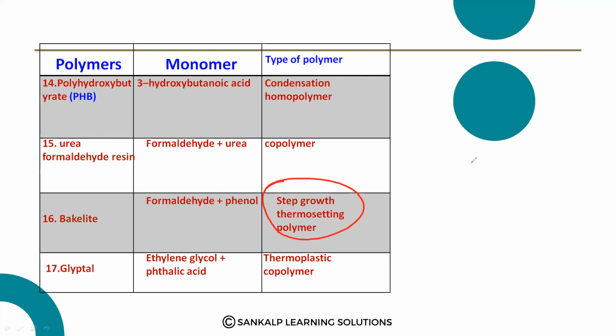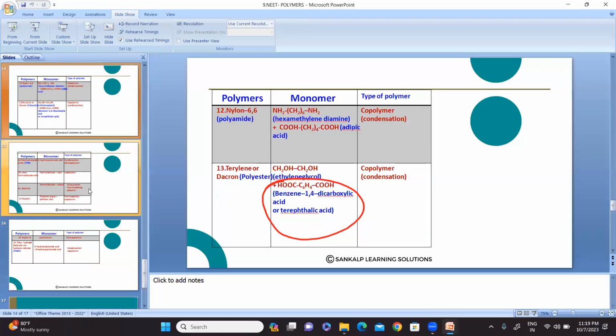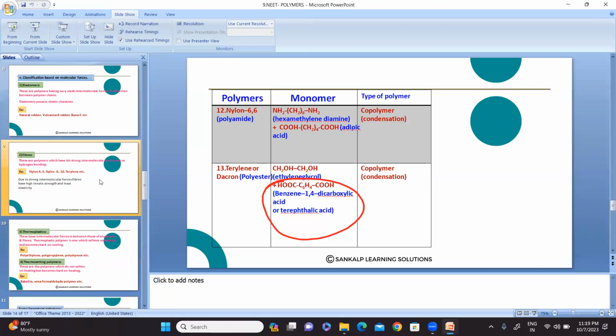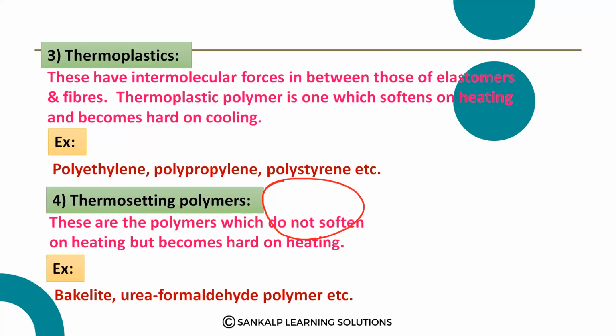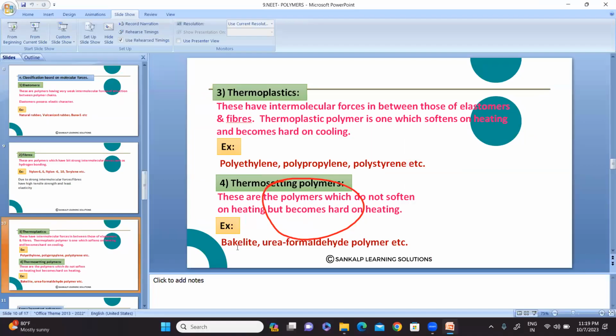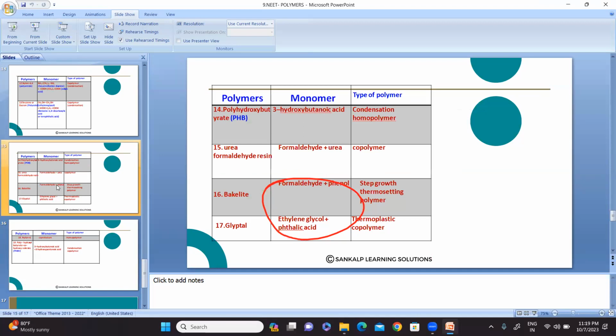So we know about thermosetting polymers. What do you mean by thermosetting polymer? We have seen it, right? It depends on intermolecular forces. Thermosetting means they do not soften on heating, instead they become very hard. Thus they are called thermosetting polymers. So this is step growth, a step growth thermosetting polymer.